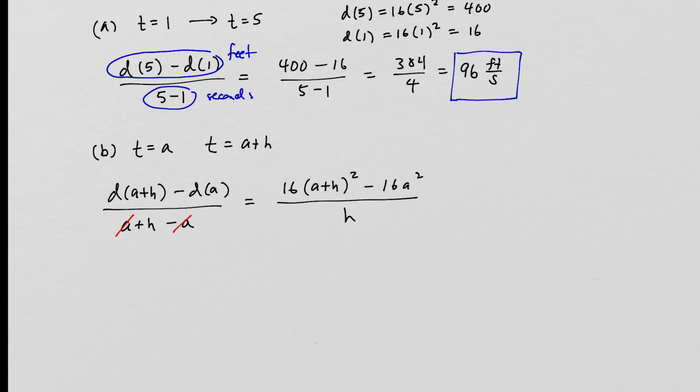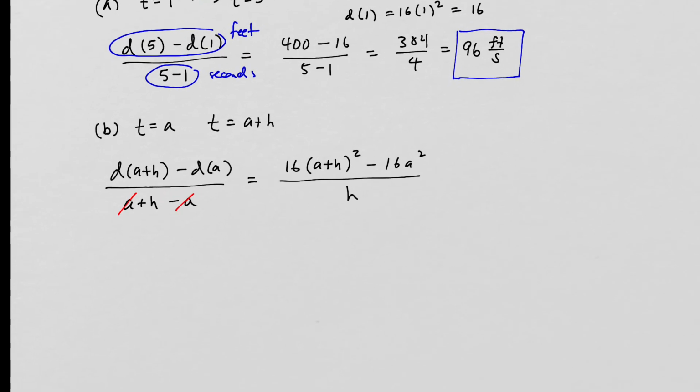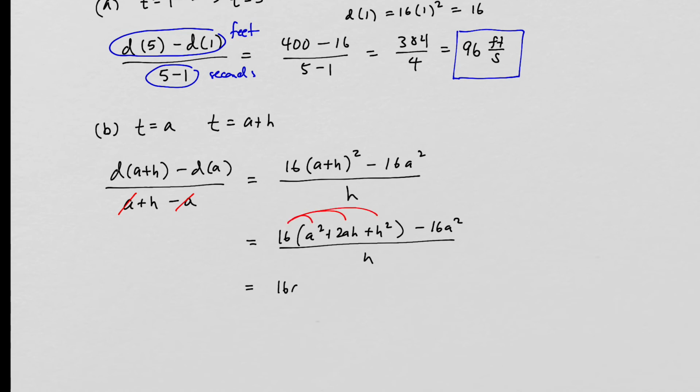So now we just need to do the math here. We need to multiply this out. So what we have here is 16 times a squared plus 2ah plus h squared minus 16a squared, all divided by h. Next step, we distribute 16. So we get 16a squared plus 32ah plus 16h squared minus 16a squared, and again, all divided by h.